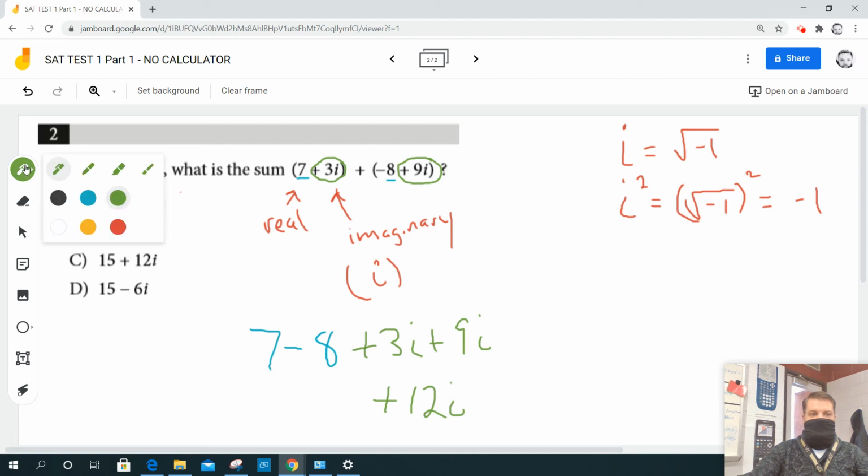And then 7 minus 8 is what? It's a -1. So then my answer should be, which one is that? My answer should be A, -1 plus 12i.